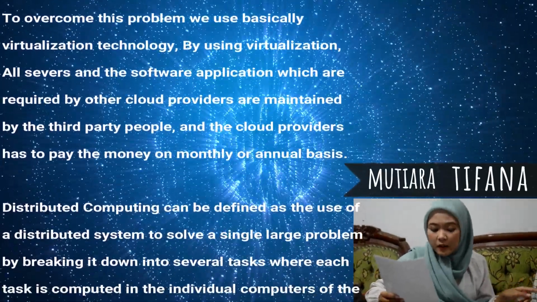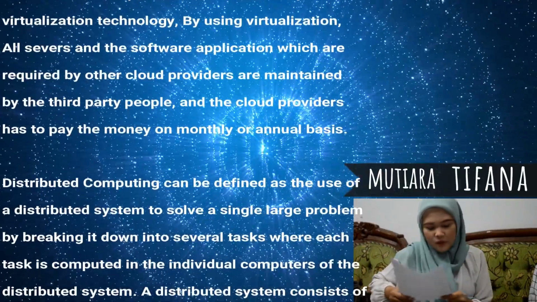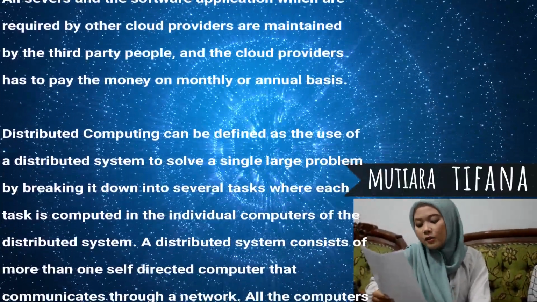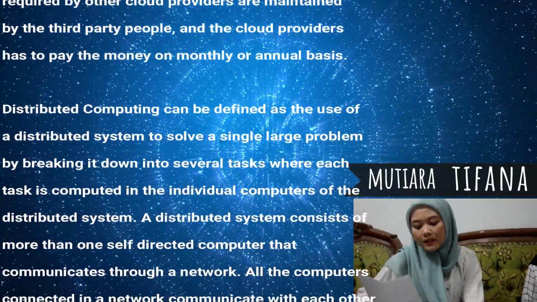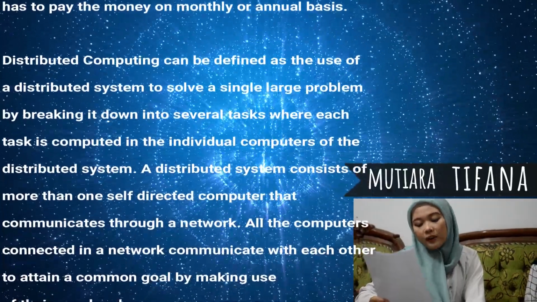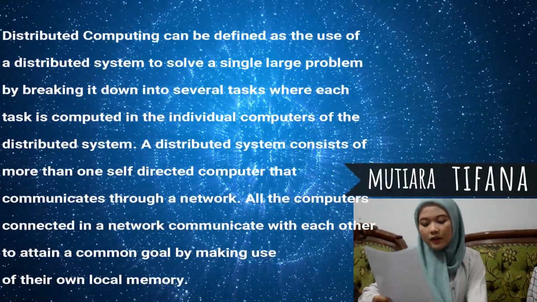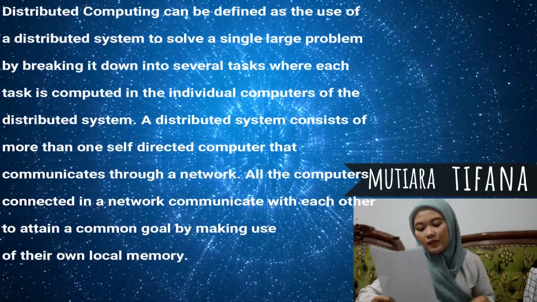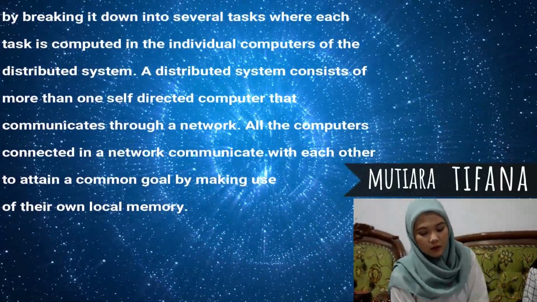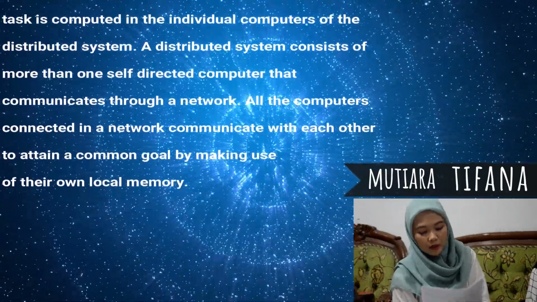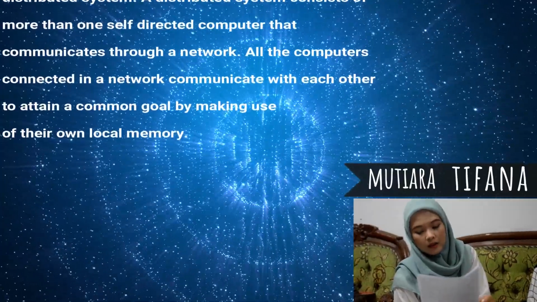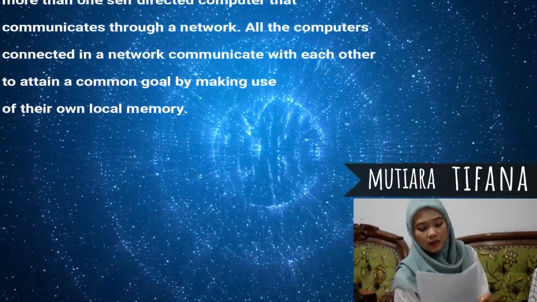And the next topic is about distributed computing. What is it? Distributed computing can be defined as the use of a distributed system to solve a single large problem by breaking it down into several tasks, where each task is computed in the individual computers of the distributed system. And a distributed system consists of more than one self-directed computer that communicates through a network.